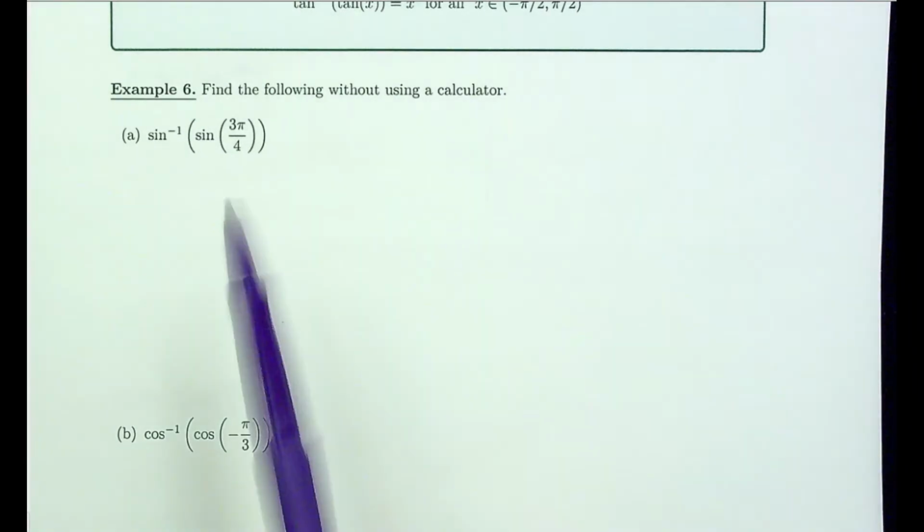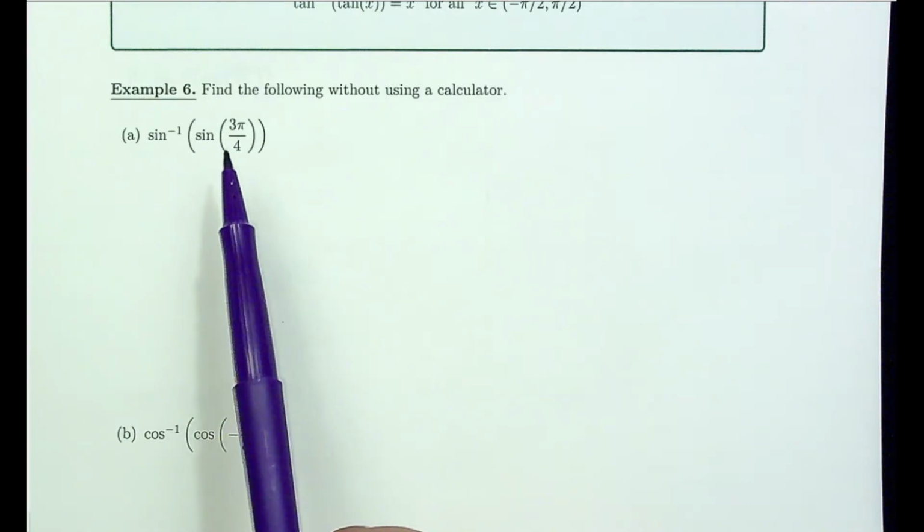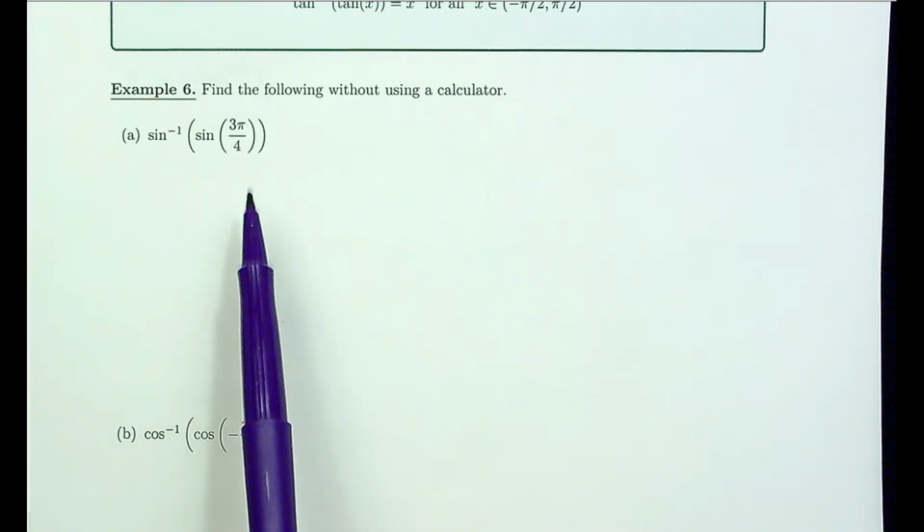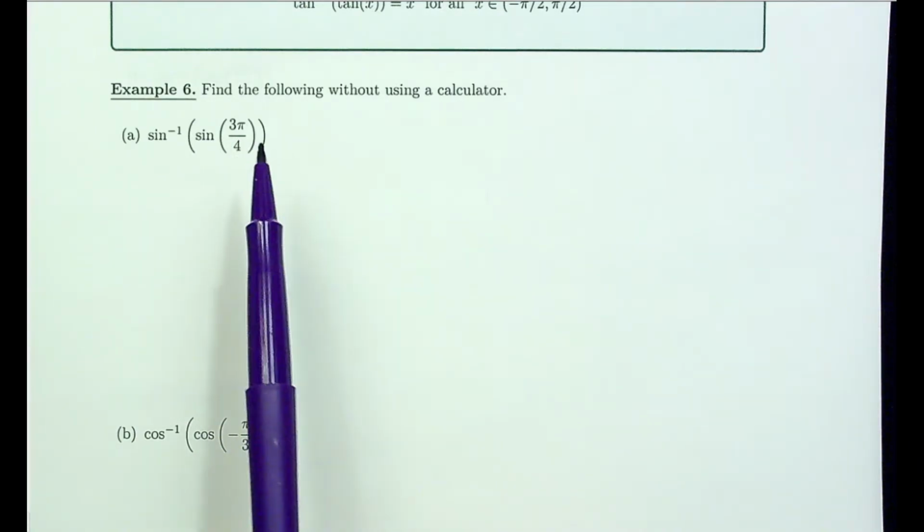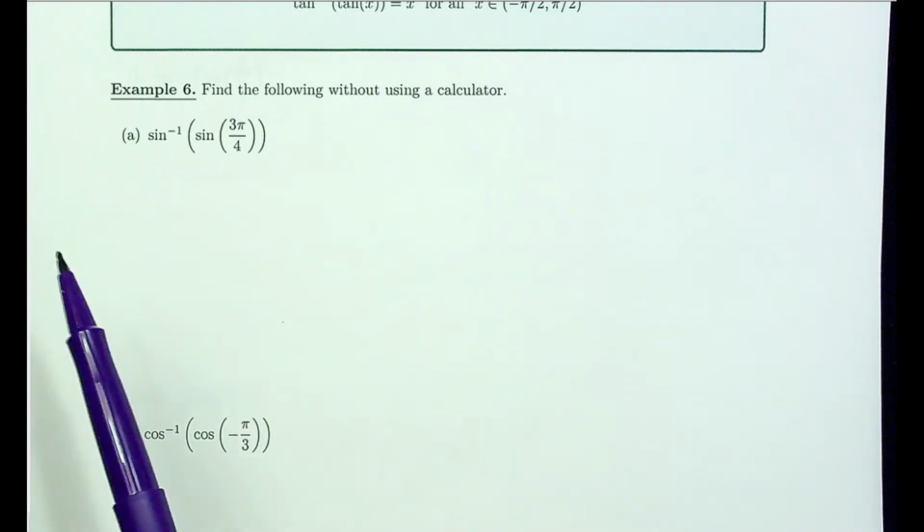Okay, this is a special angle because 3 pi over 4 is a multiple of pi over 4, which is a special angle. So we're doing this without a calculator because we don't want decimals.